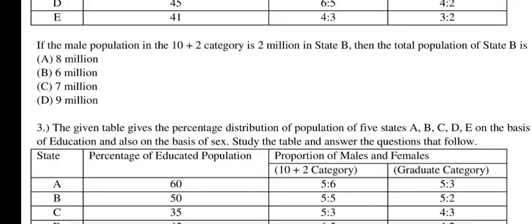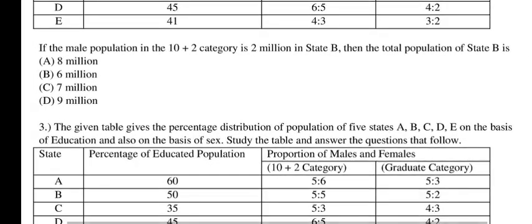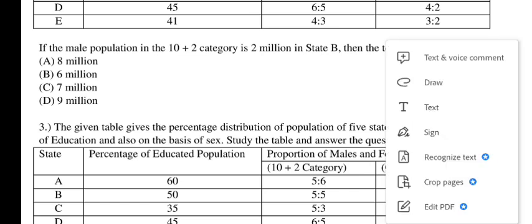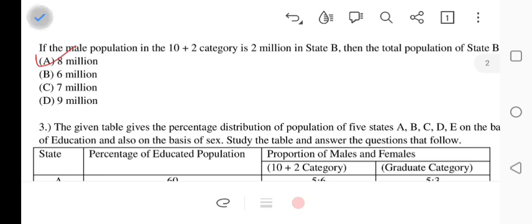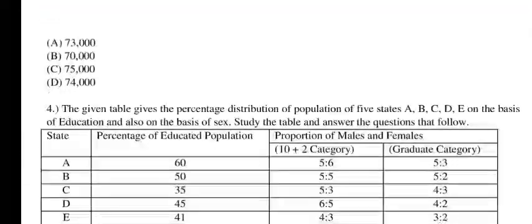Likewise, the second question says, if the male population in the 10 plus 2 category is 2 million in state B, then the total population of state B is what? 8 million, 6 million, 7 million, 9 million. It will be 8 million. This is what I have got from my research.